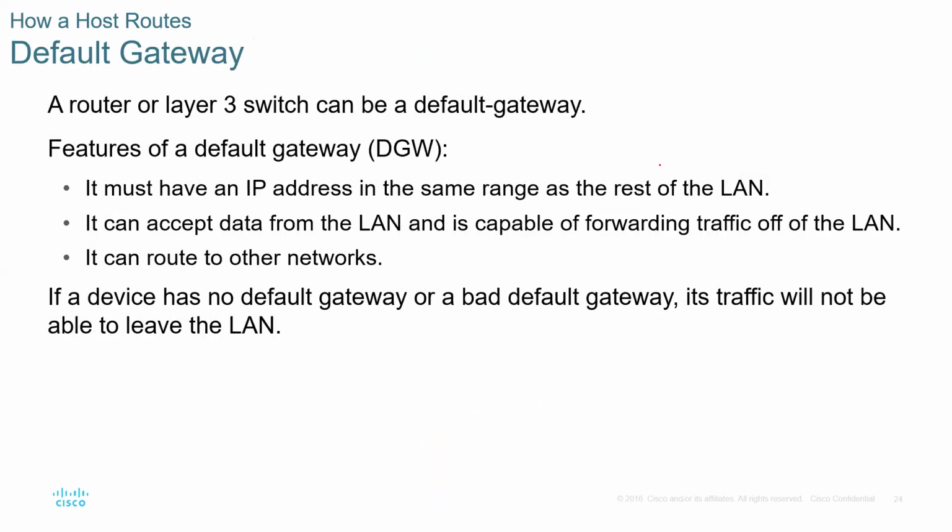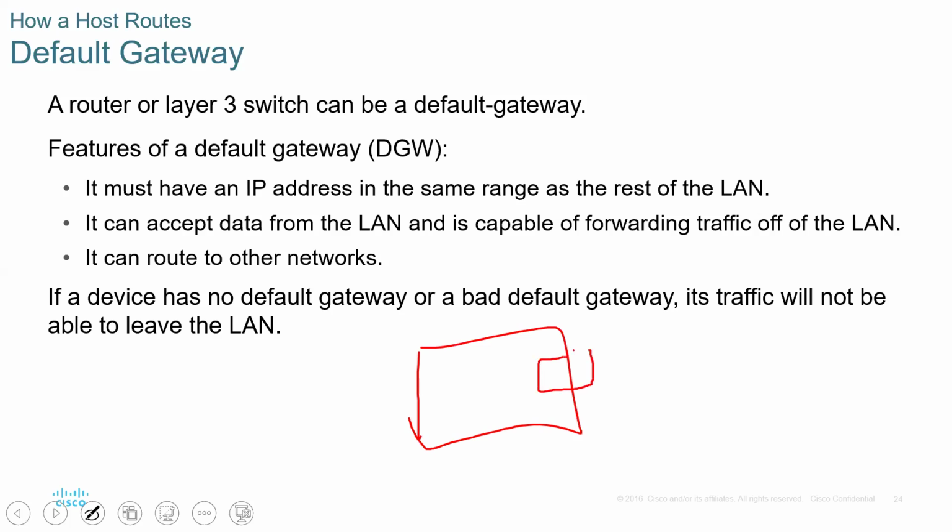A default gateway is the interface of the router at the border of that network. It must have an IP address in the same range as the rest of the local area network. It can accept data from the LAN and is capable of forwarding traffic off the LAN, routing to other networks as well. So if a device has no default gateway or a bad default gateway, its traffic will not be able to leave that local area network. It's like you build a house, and inside this house, you have a door here.